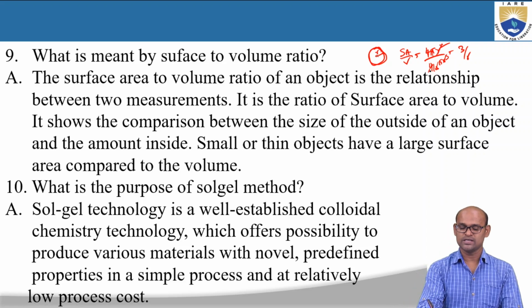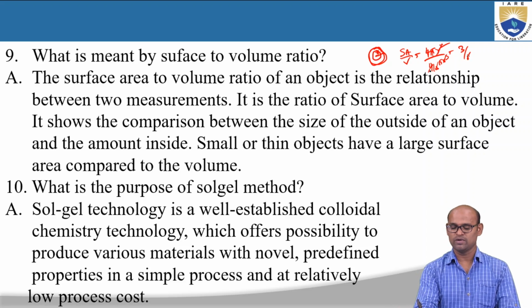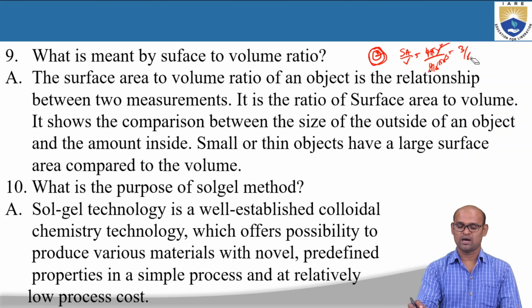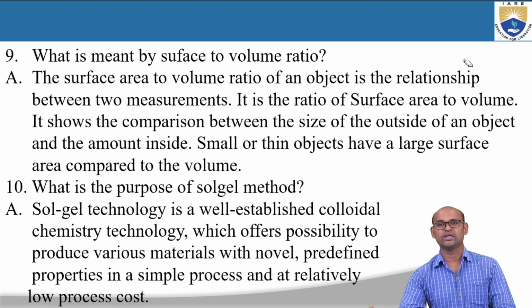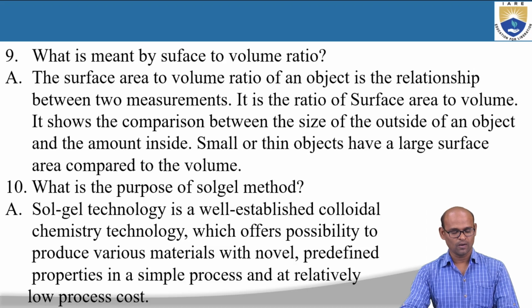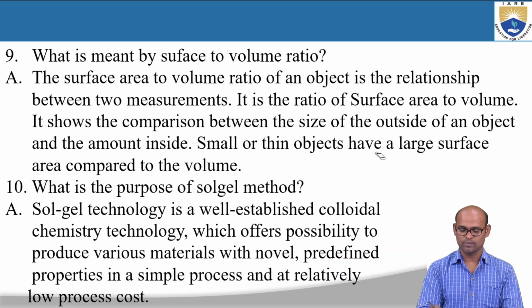So if you reduce the size to half, if you make the radius r by 2, then the ratio will become 6 by r. So if you reduce the size of the particle, the surface area to volume ratio increases. Size decreases, surface area to volume ratio increases. Size increases, surface area to volume ratio decreases. Okay, so it is inversely proportional.